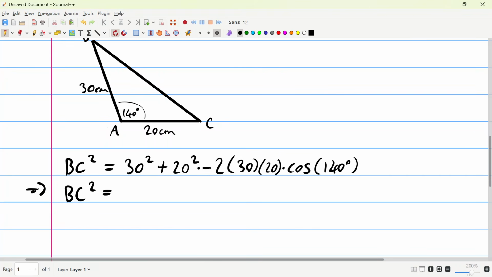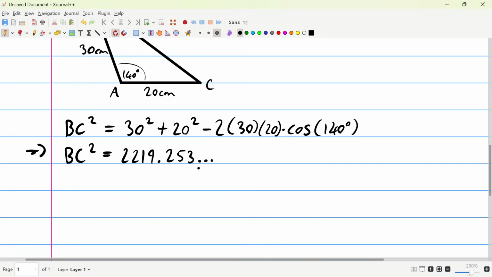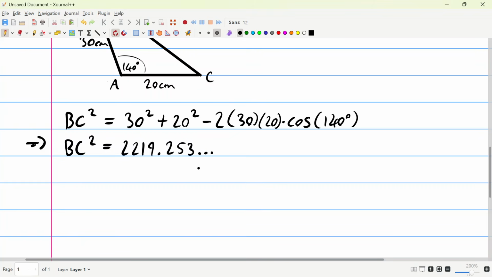We should get an answer that is about 2,219.253... I'm going to say that because it's actually irrational. I think it's irrational. No, I don't think it's irrational, but it looks something like this, I guess. And because I don't have my calculator, I can't even tell at this point.